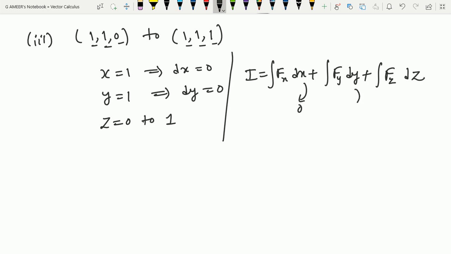So here dx is 0 and even dy is 0, only Fz remains.